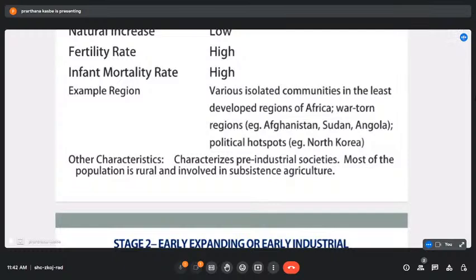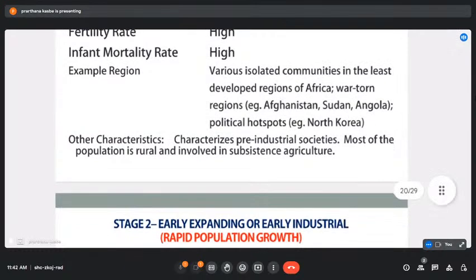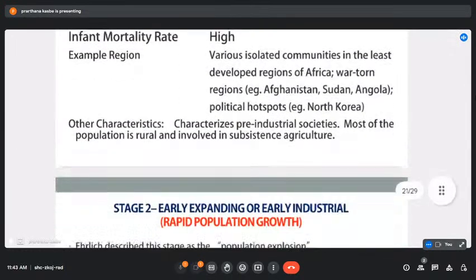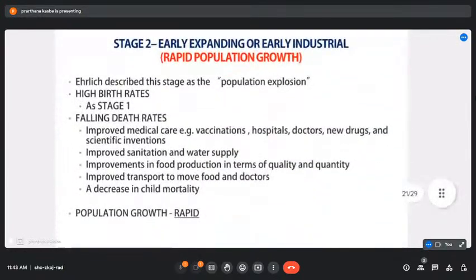Other characteristics of stage 1 is to characterize the pre-industrial societies. Most of the population is rural and involved in subsistence agriculture. We know that most of the rural population is involved in the agricultural field. So this is how the first stage shows that the birth rate and death rate is high.